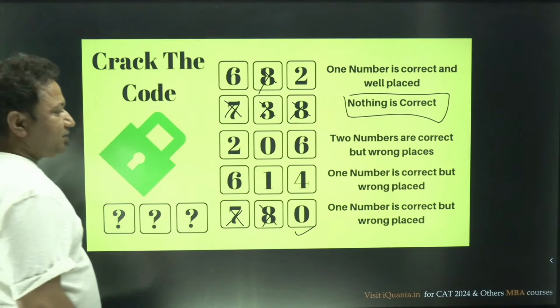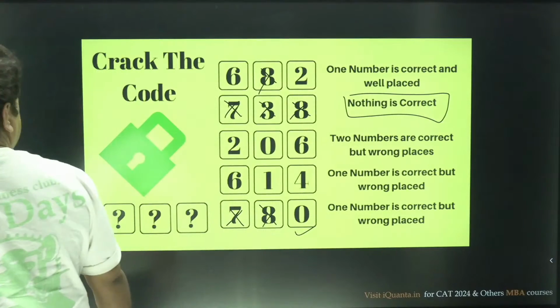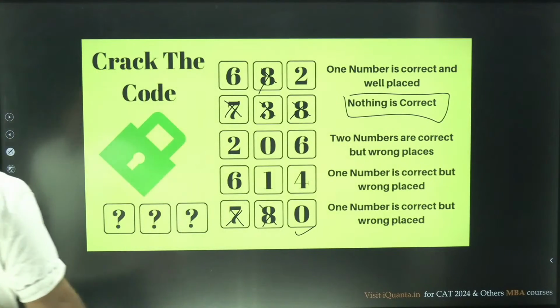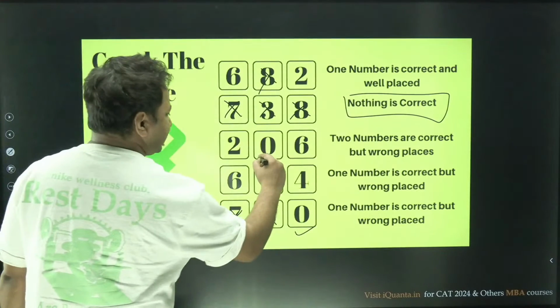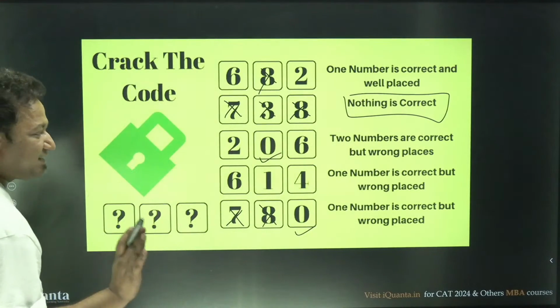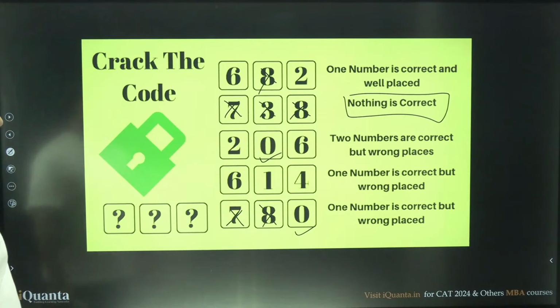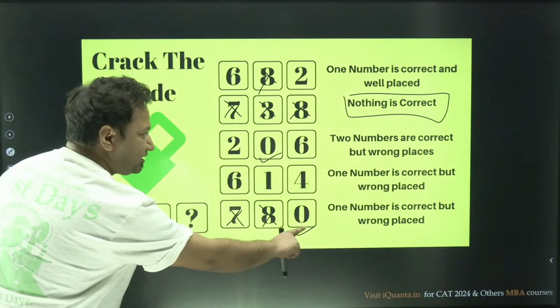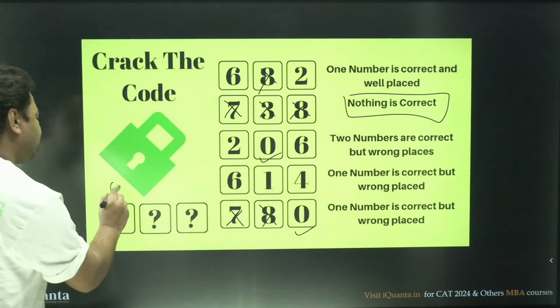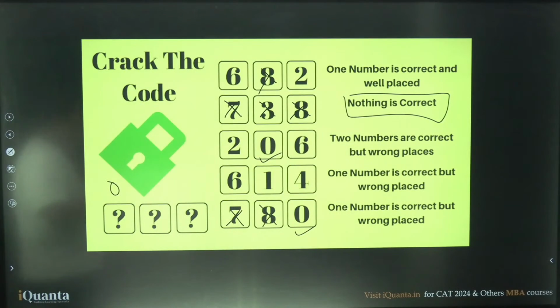Okay. It also says that 2 numbers are correct but at wrong places. 0 is correct for sure, but it is at the wrong place. That means 0 is not at third position, not at second position, it has to be on the first position. Is that clear, everyone? Do you get this? All of you?